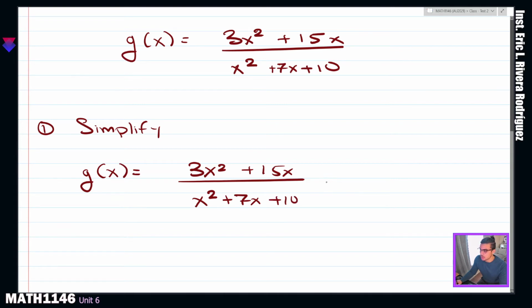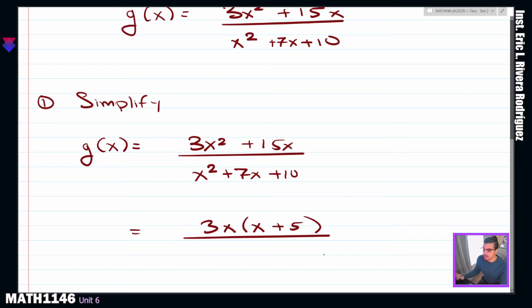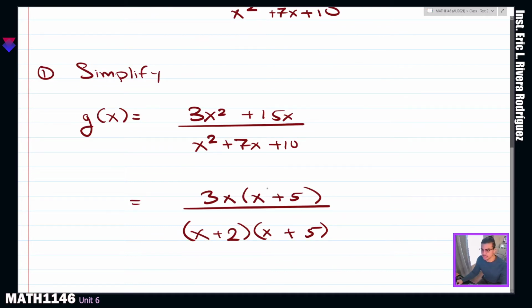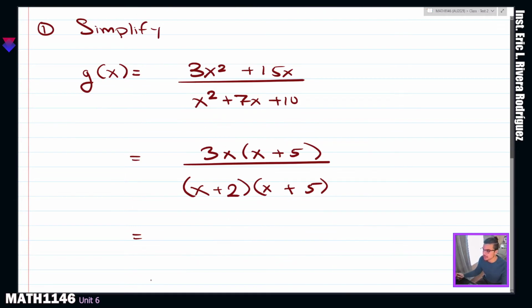Okay, so what we want to do here is factor both parts of the fraction. From the polynomial on the numerator, we can factor out a 3 and an x, so we have x plus 5. And in the bottom part of the fraction, the denominator, we can do the factorization.